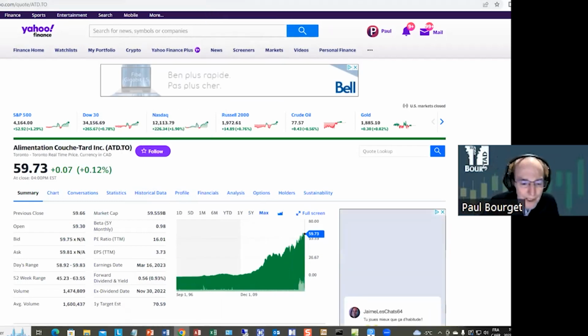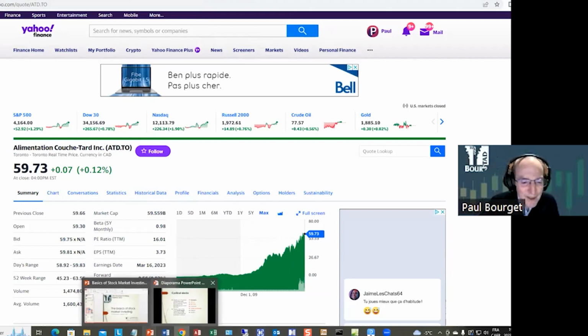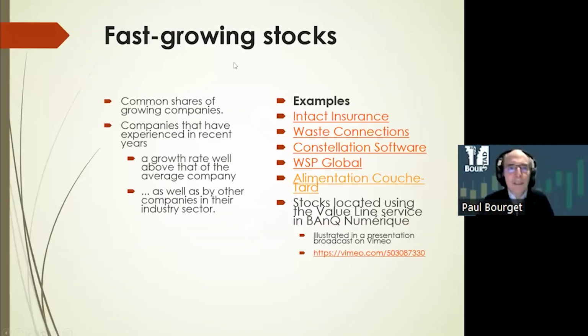Okay, so then we'll go to fast-growing stocks. Fast-growing stocks: common shares of growing companies, companies that have experienced in recent years a growth rate well above that of the average company, as well as other companies in their industry sector. Intact Insurance, Waste Connection, Constellation Software, WSP Global, Alimentation Couche-Tard.